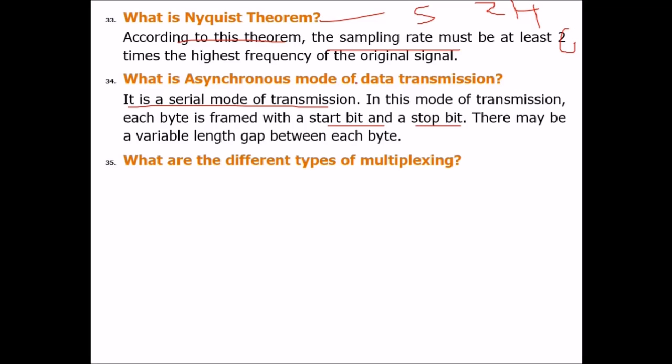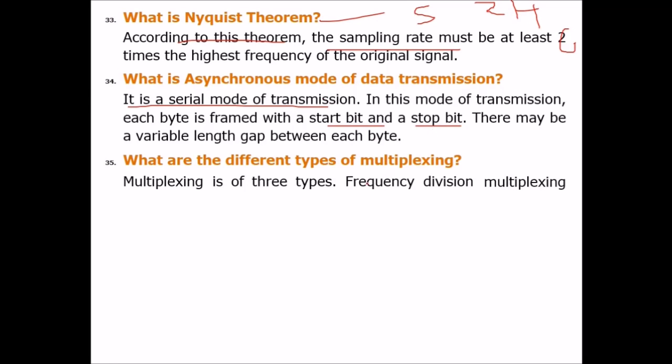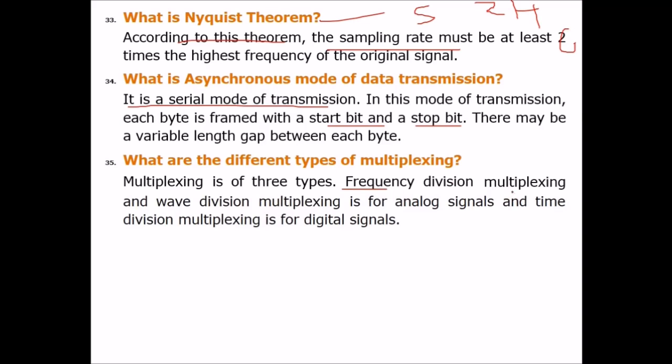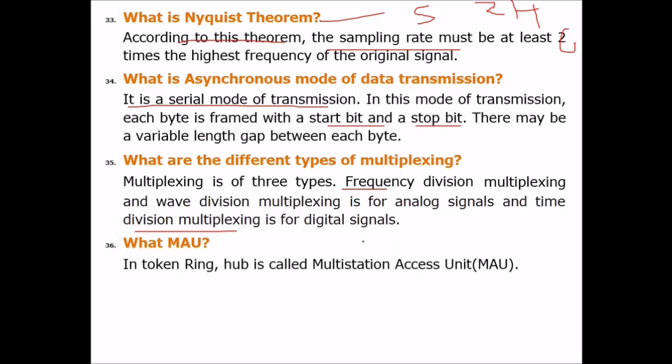What are the different types of multiplexing? Multiplexing, you have already seen this question. Types are frequency division multiplexing and wave division multiplexing. This is for analog signals, and the time division multiplexing is for digital signals. What is MAU? In token ring, hub is called MAU, multi-station access unit.